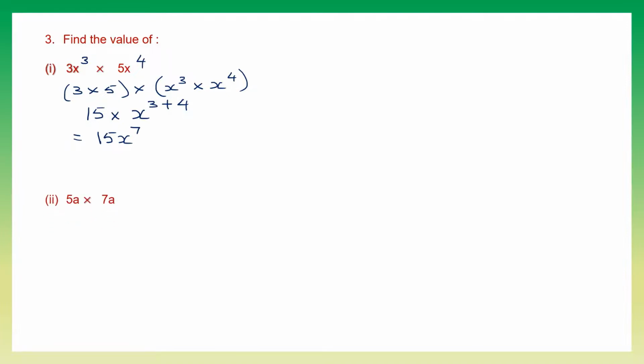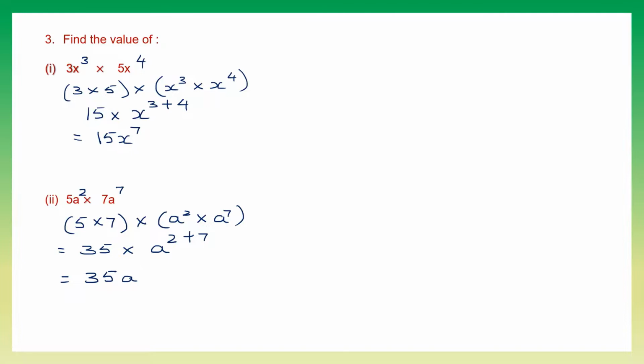Question 2. 5a squared and 7a to the power of 7. So first let's take the numbers. 5 into 7 into a square into a to the power of 7. Now let's multiply. 5 7s are 35 into a to the power of 2 plus 7. So that will give us 35a to the power of 2 plus 7 is 9. So the answer is 35a to the power of 9.